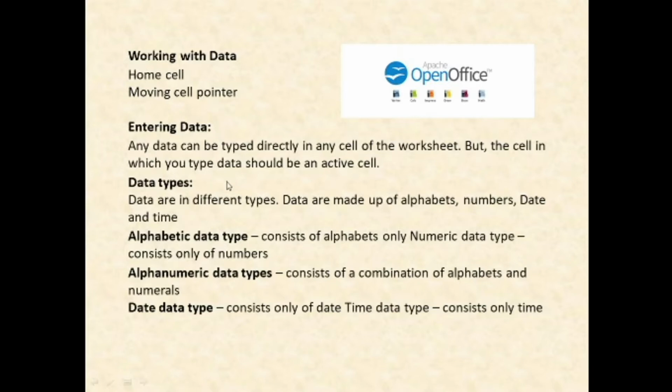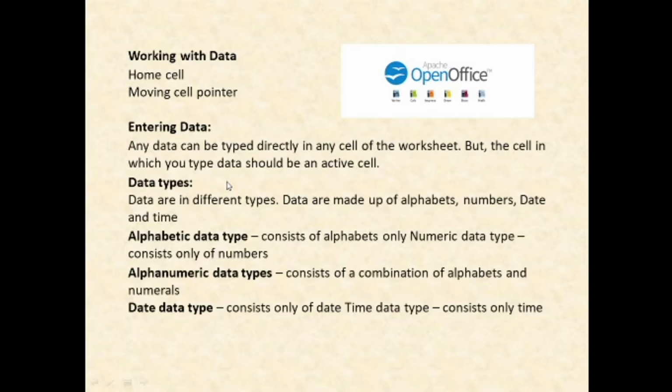Then entering the data: whenever you are going to type your data in the Excel sheet, you just click on the sheet, which should be active. Then data types. The data types are alphabetic, numeric, date and time types. The alphabetic data type consists only of alphabet letters, A to Z. The numeric data type consists of only numbers, that is whole numbers. It may be whole numbers or fractional numbers.